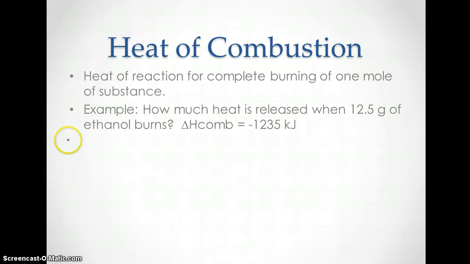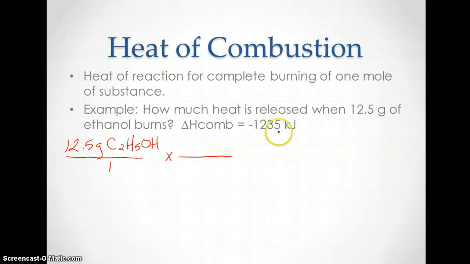Okay, so we're going to start with what we're given, 12.5 grams of ethanol, which is C2H5OH over 1. Okay, now the heat of combustion is the number of kilojoules for 1 mole of the substance. So this is kilojoules per mole of ethanol. We have grams, which means we need to convert to moles. So we need the molar mass of ethanol. From the periodic table, you would add that up and get 46.068 grams of ethanol per mole. Grams cancel.